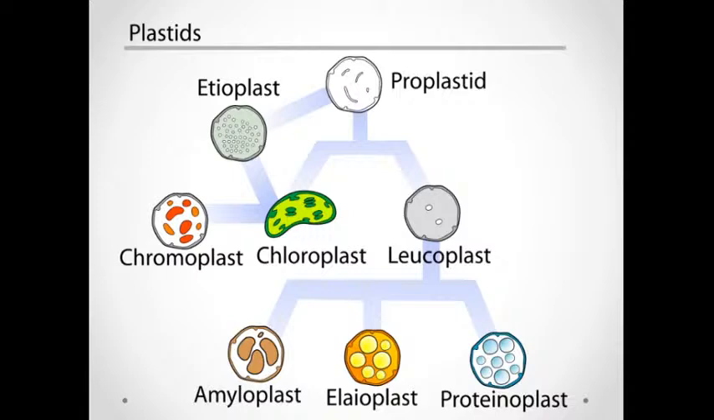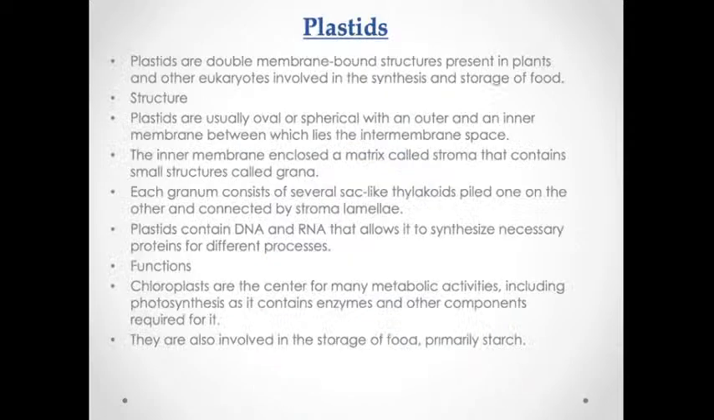So this is how your various plastids look like. This is your proplastid. From this the etioplast is made. Then the chloroplast, chromoplast. The leucoplast is made from proplastid. Then from the leucoplast your amyloplast, elaioplast, proteinoplast. Various structures are made in the case of plastids.